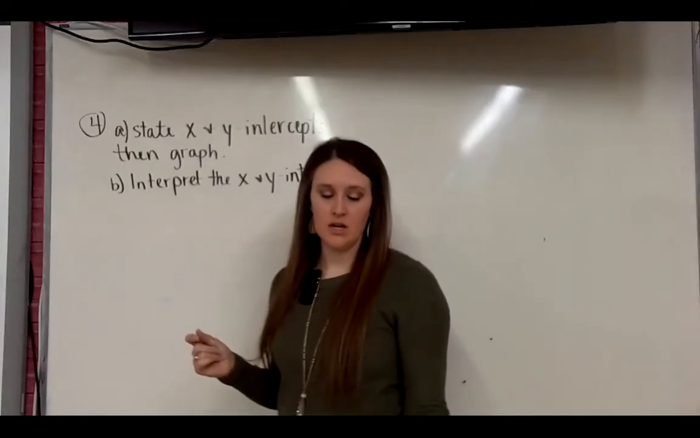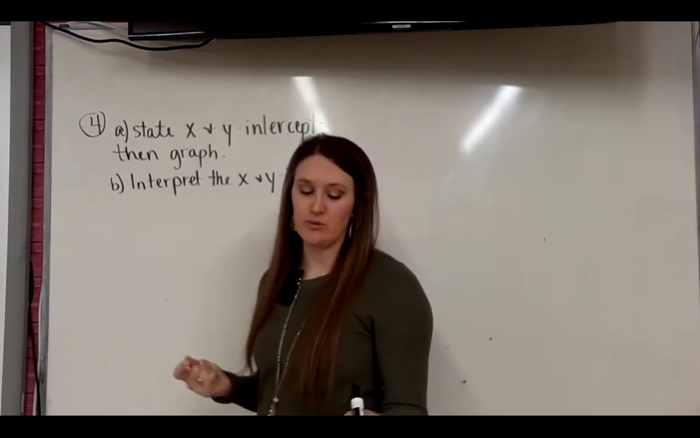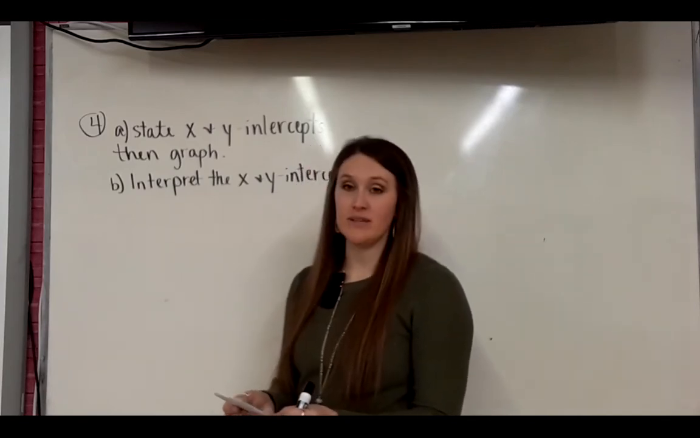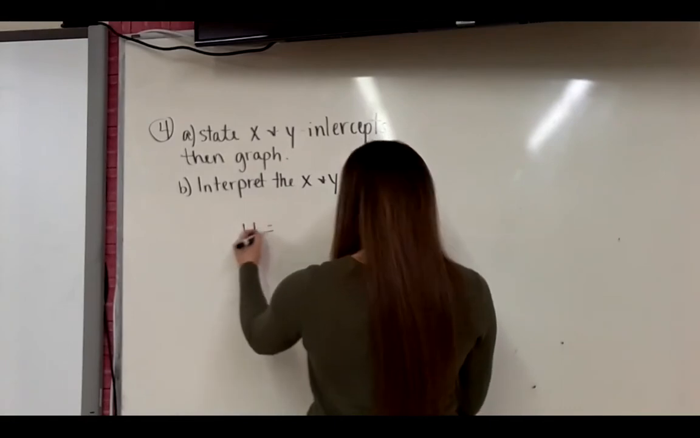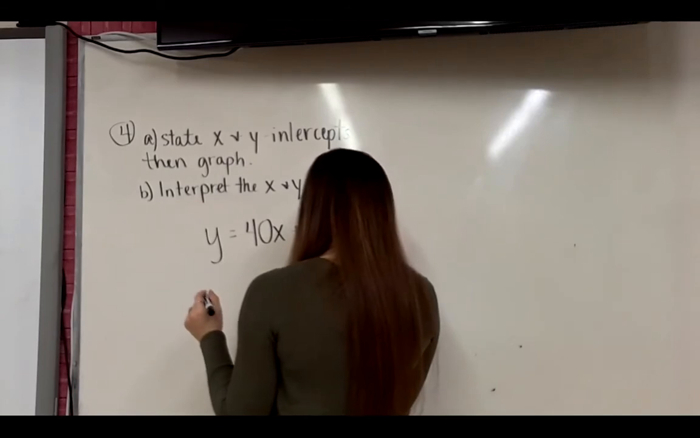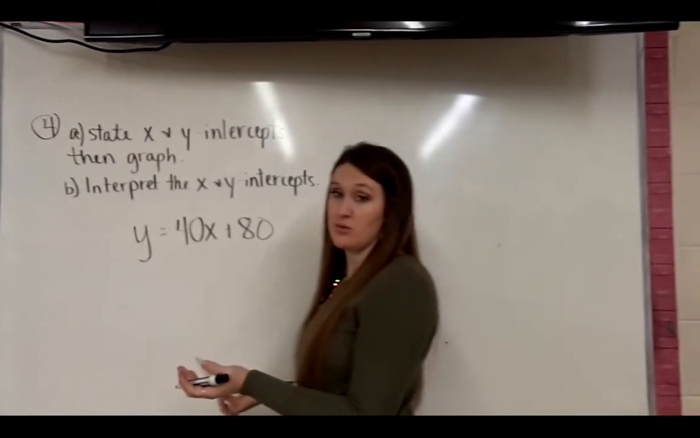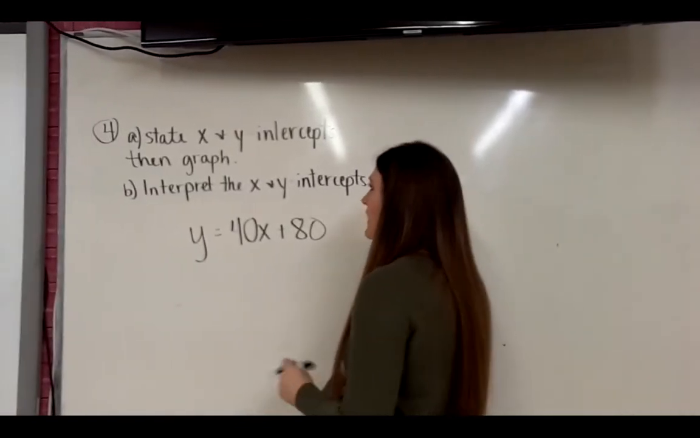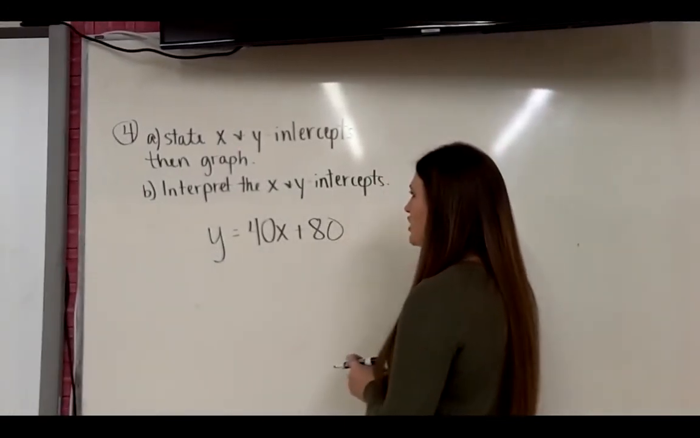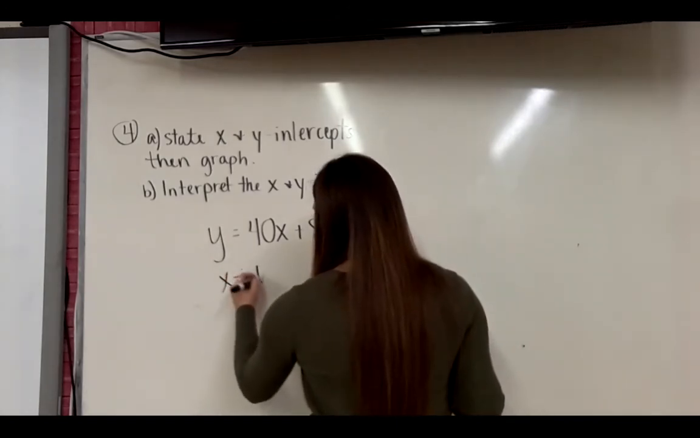Last problem, number 4. It says a cleaning service charges $80 plus $40 per room cleaned. The total cost y can be represented by y equals 40x plus 80. So they go ahead and give us the function, y equals 40x plus 80, where x is the number of rooms cleaned. So y is our total cost. x would be the number of rooms that are being cleaned. Okay, so then A says state your x and y intercepts, then graph it, and then B says interpret x and y intercepts.